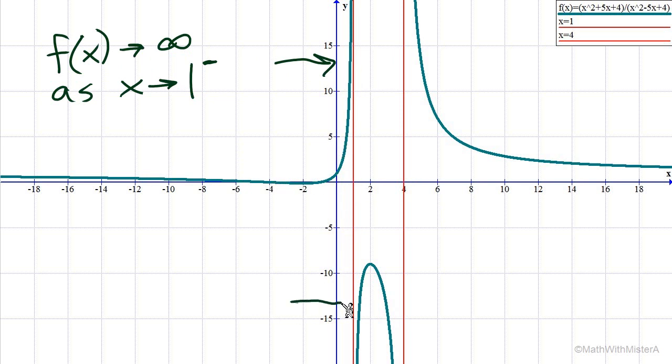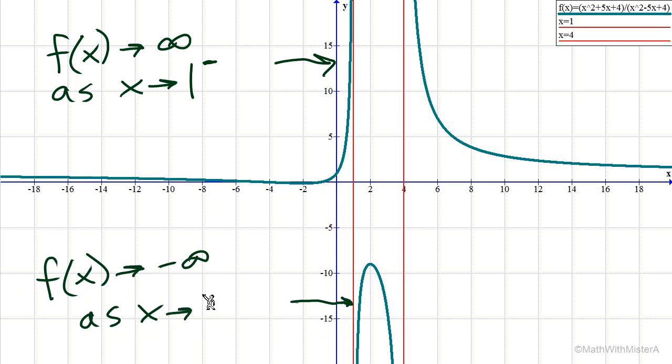We've got a piece down here. Let's deal with this one next. It's going downward. It's running down along that asymptote. F of x approaches negative infinity as x approaches, it's still on that asymptote at 1. This is on the positive, on the right side of the asymptote.